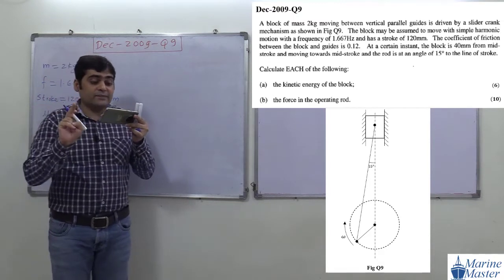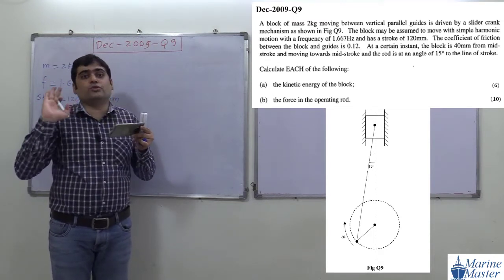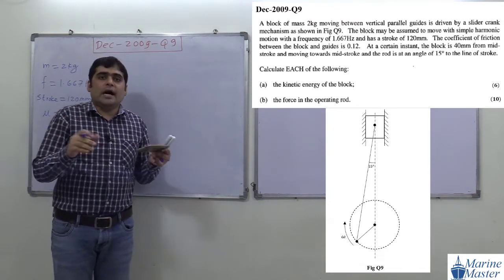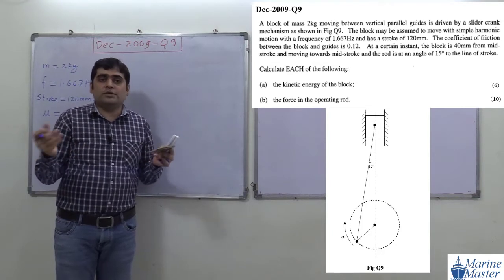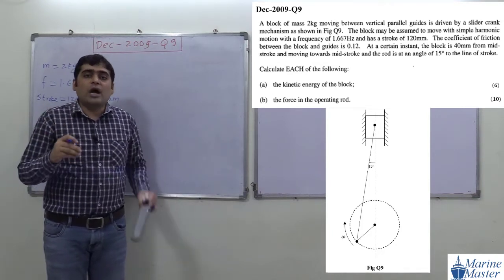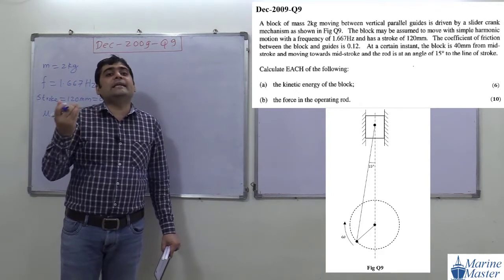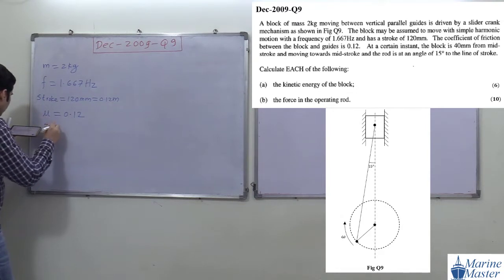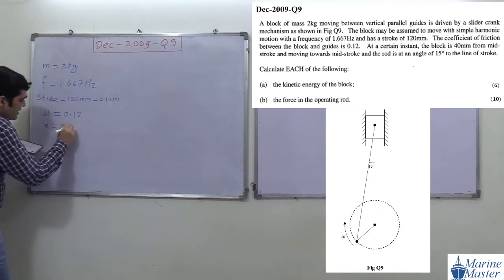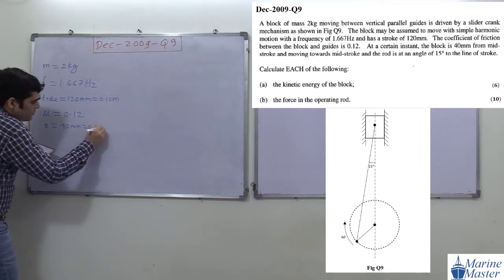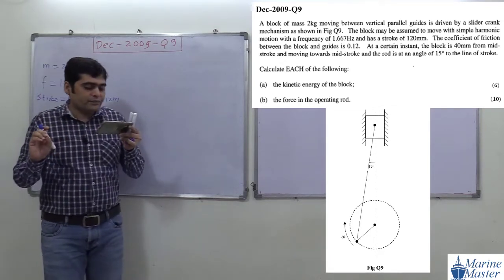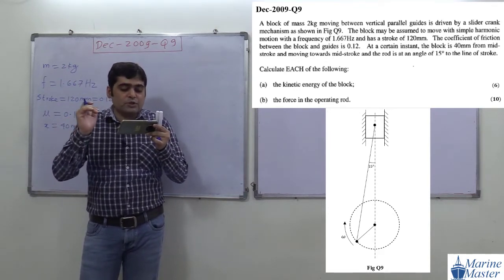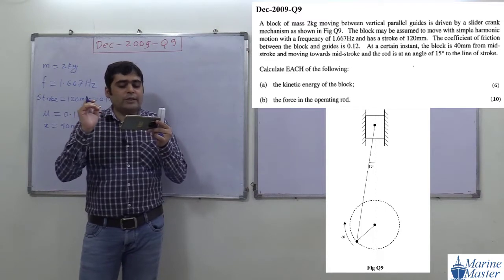Try to see the scenario here. At a certain instant, the block is 40 mm from the mid stroke. So here they have given us the direct distance from mid stroke, or fixed point. Another name for mid stroke is fixed point. How do we denote that distance? Here we directly get x. So x is 40 mm, which means 0.04 meter. And the block is moving towards mid stroke, and the rod is at an angle of 15 degrees to the line of stroke.